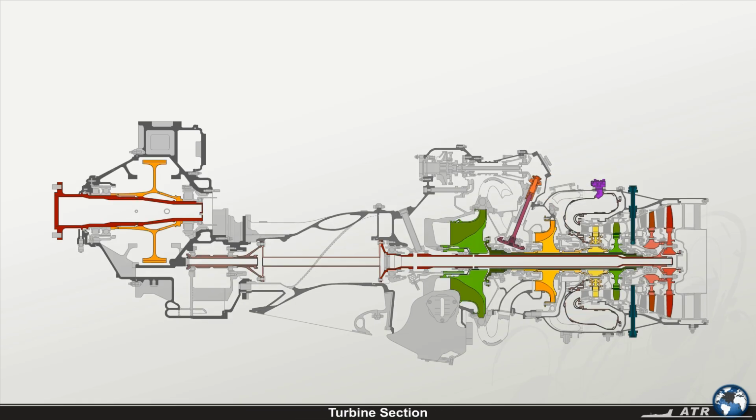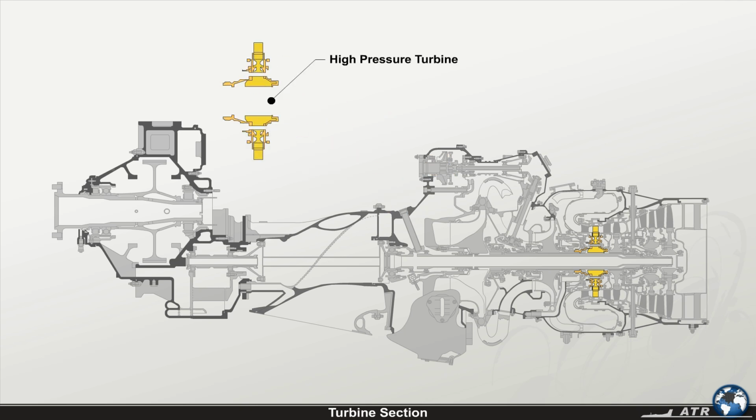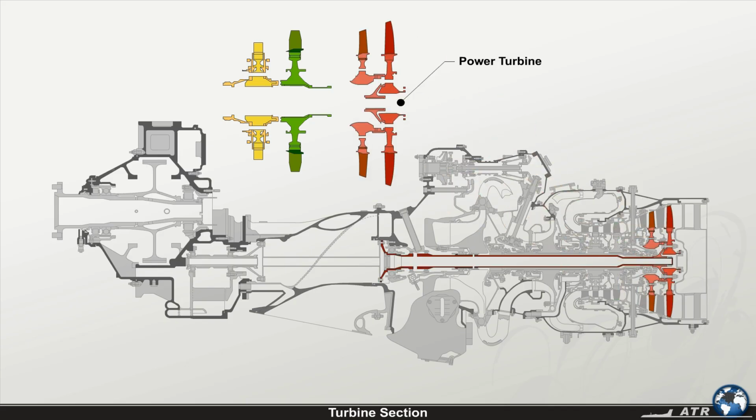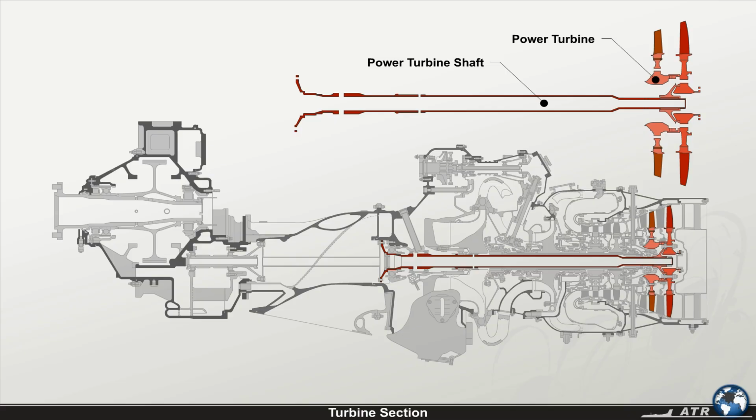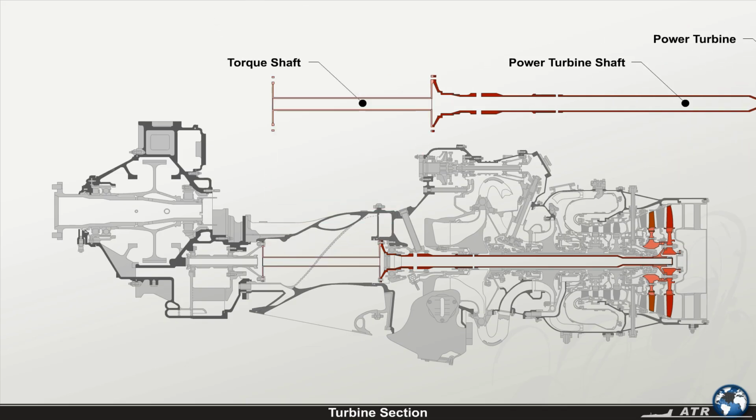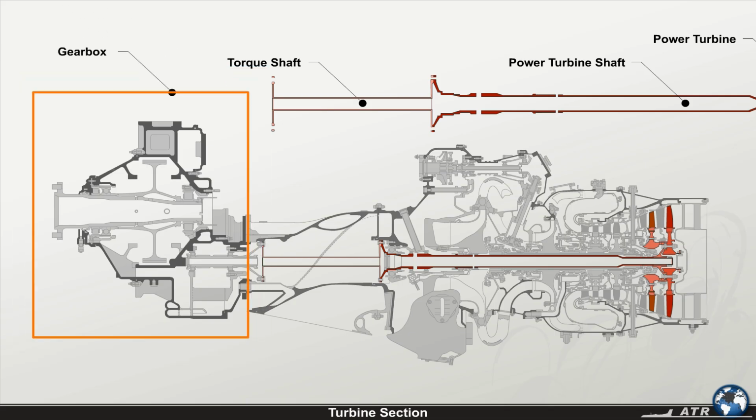system. The turbines are located within the turbine support case and contain the high-pressure turbine, the low-pressure turbine, and the power turbine. The power turbines, mounted on the power turbine shaft, connect the two-stage power turbine via the torque shaft to the gearbox.